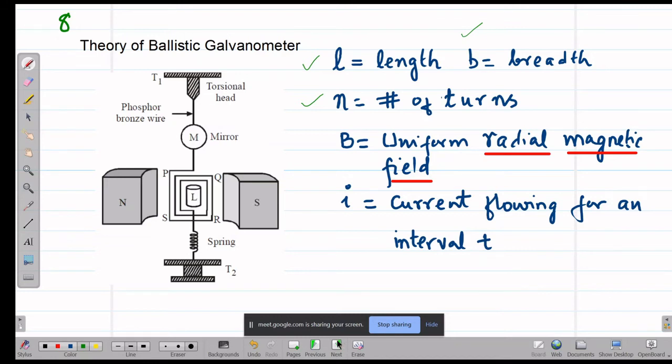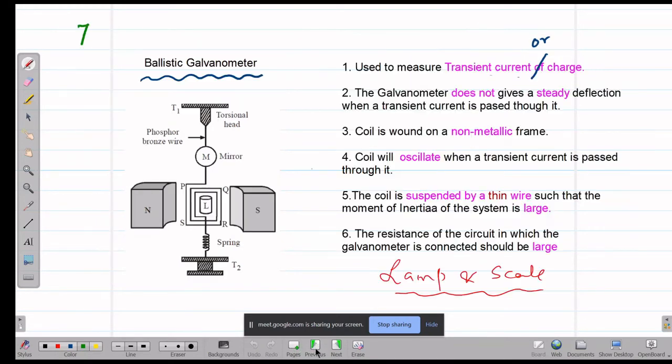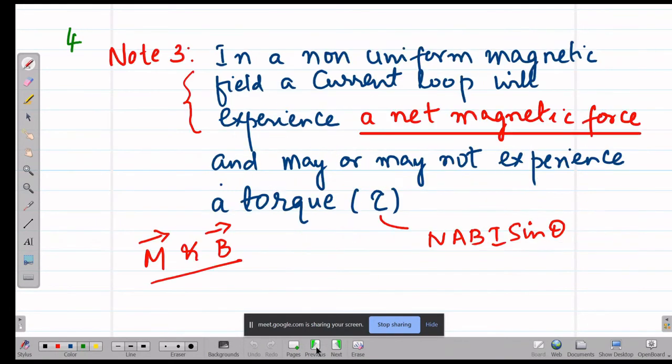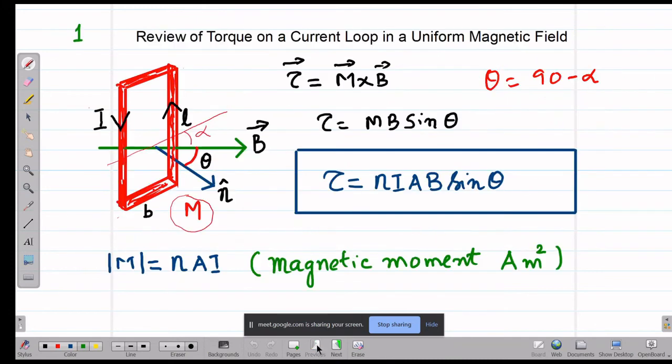What was our basic principle? What is it we have been talking about for the last half an hour? What did we review today? I said review, first thing I said. What will happen to a current loop which is placed in a uniform magnetic field? Suppose you have a loop like this, which is a coil, suspended in a uniform magnetic field. What will happen to that coil?